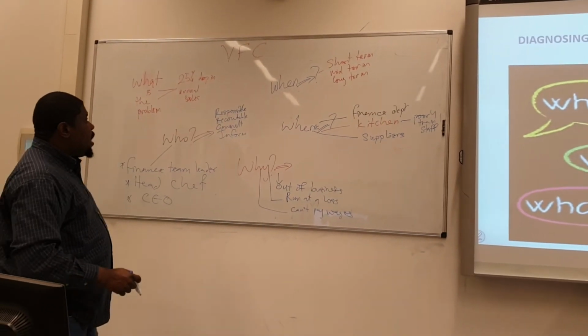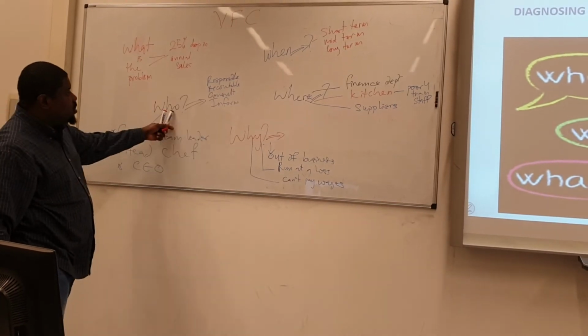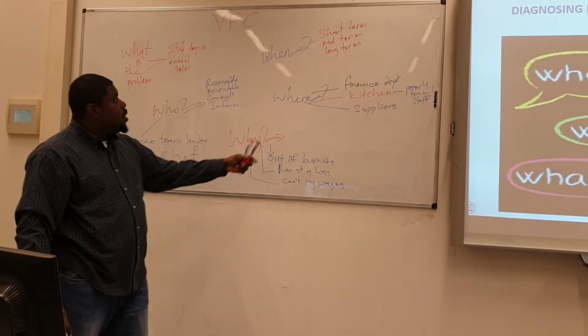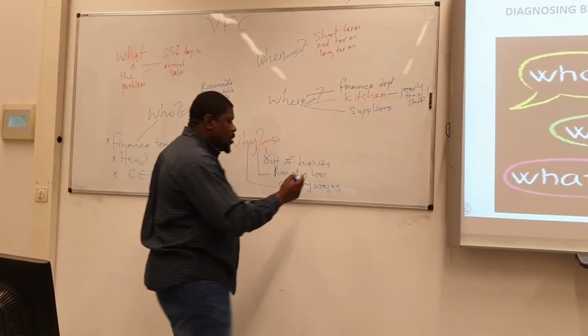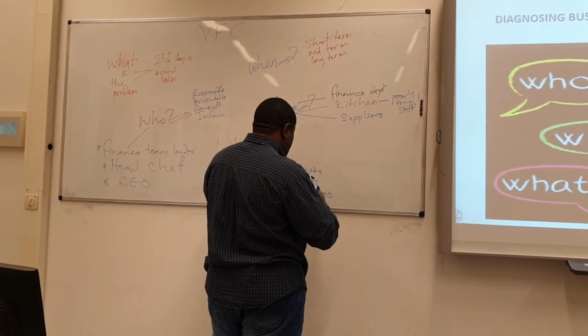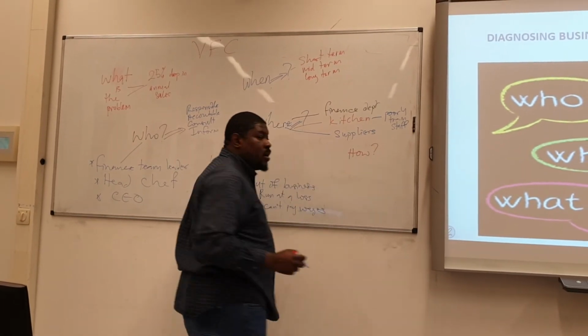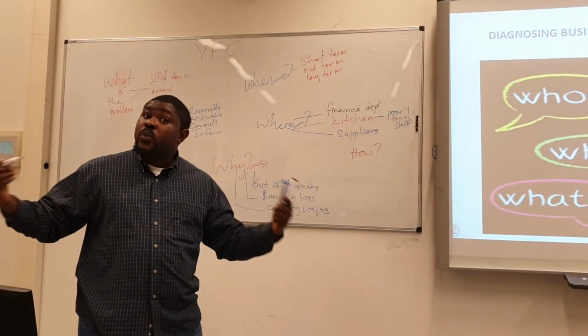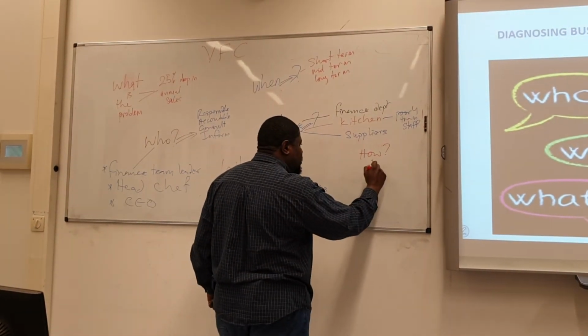The why. And now don't forget that this is W number 1, number 2, number 3, number 4, and number 5. And now we need to talk about how. The how. When we talk about the how, we say, how do we solve the problem? How do we solve this problem?